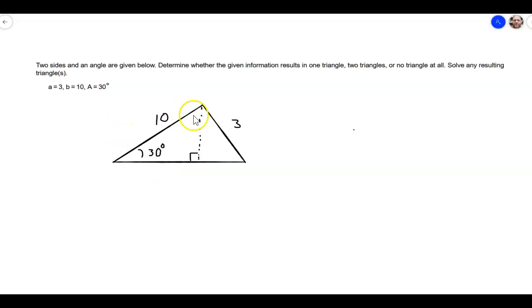So what I did here was I just set up a generic triangle here, and I noticed that I have little a and big A. So I have two letters that are the same, so I'm going to put those opposite each other. So the angle 30 degrees is going to go opposite the side of length 3, and then I have the other side, so that's going to be 10. So I could put that either here or I could put it here.